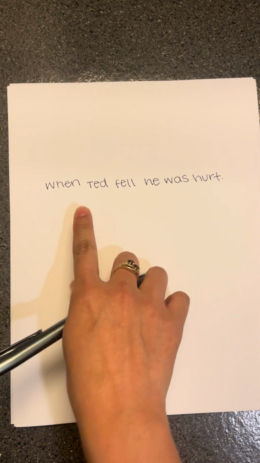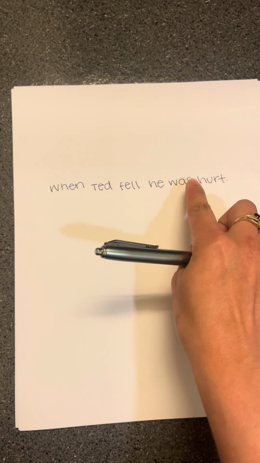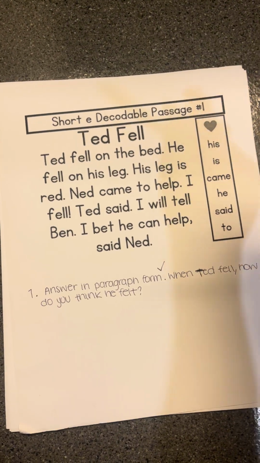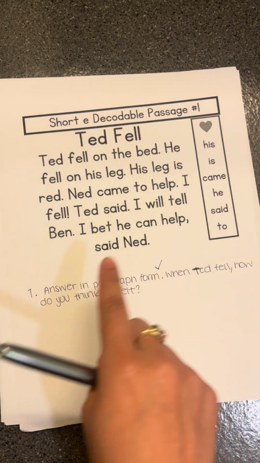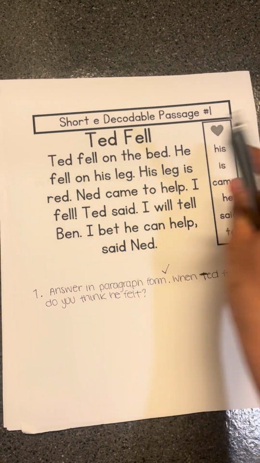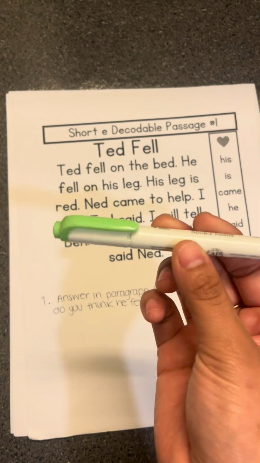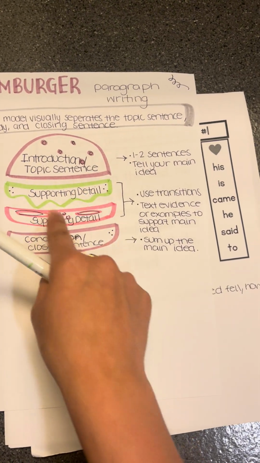Okay, so my main idea: when Ted fell, he was hurt. I know this because this is how he is feeling. He is feeling hurt. I know that because he fell on his leg, and I'm going to use a green highlighter to go back into the text and look for my supporting details.